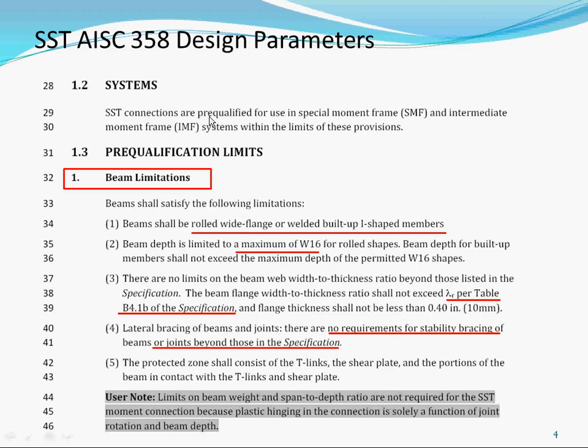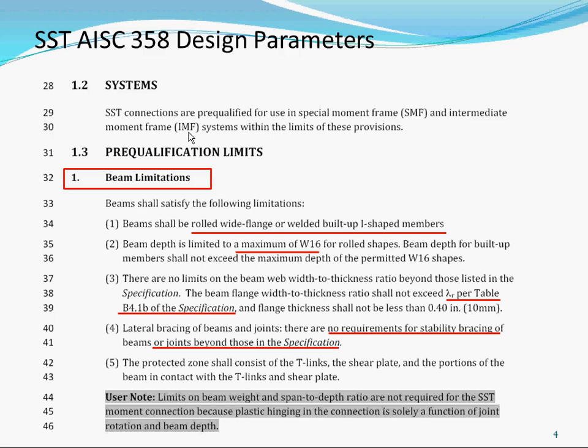Our system could be an SMF or IMF. We are qualified, so when I show you that we qualify for 0.04 radians, that's more than the 0.02. If you qualify for SMF, then you qualify for the IMF as well. We rarely do IMF, because if you do IMF, you might as well go to the SMF and get better performance. There's not much cost saving.